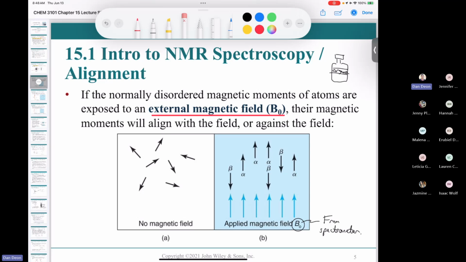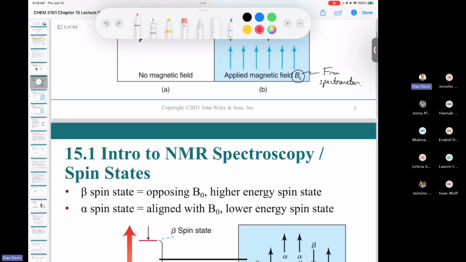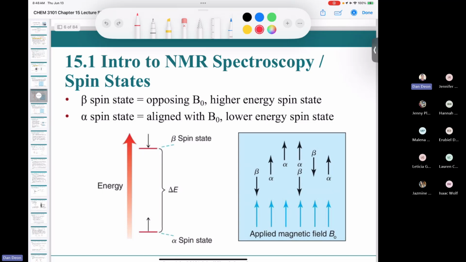And you see that some of them, what we call an alpha spin state, align with the magnetic field, and then some of them are contrary, right? And they align against the magnetic field. But either way, they're all aligned in the same direction or the same orientation as the magnetic field. So what's so great about that? Well, it turns out that the alpha spin state, which is aligned with the magnetic field, is lower in energy than the beta spin state, which is the higher energy. Well, I guess it stands to reason. It's the higher energy spin state.